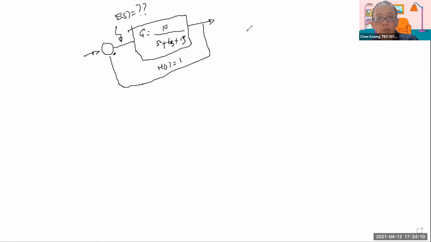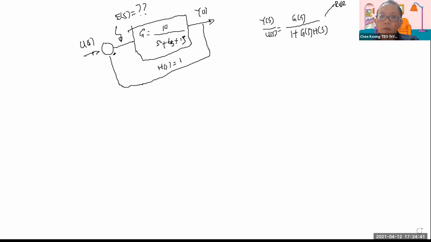Now, as we already know, for the output Y of s over the input U of s, it is G of S over 1 plus G of S H of S. Now this is using rule 7, right? Rule 7 of your block diagram manipulation for negative feedback. So rule 7 is quite straightforward.